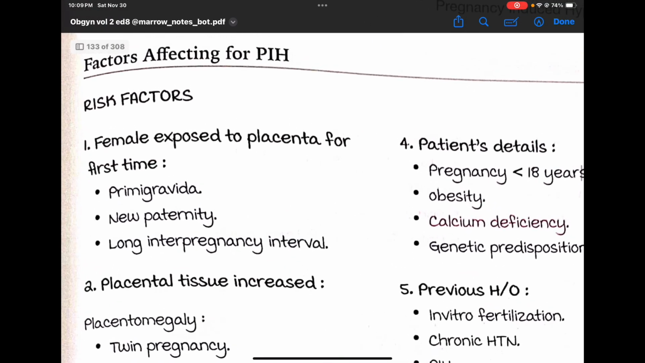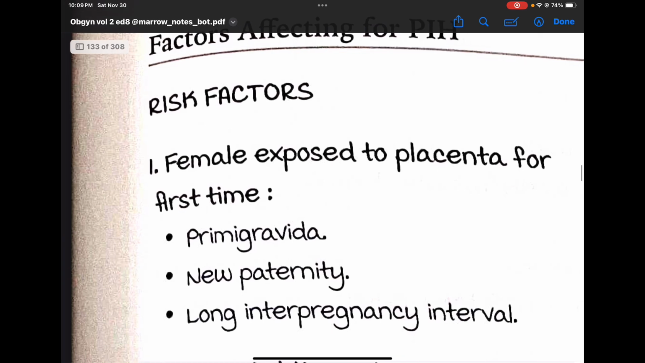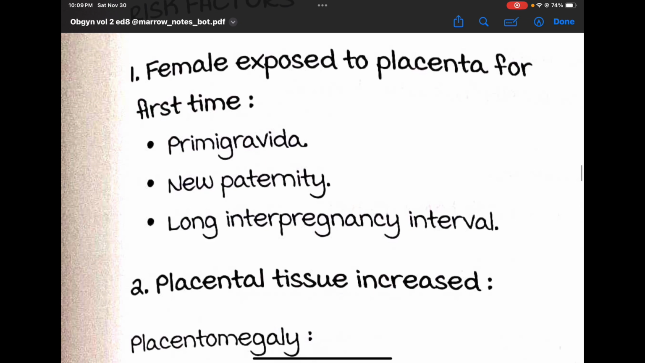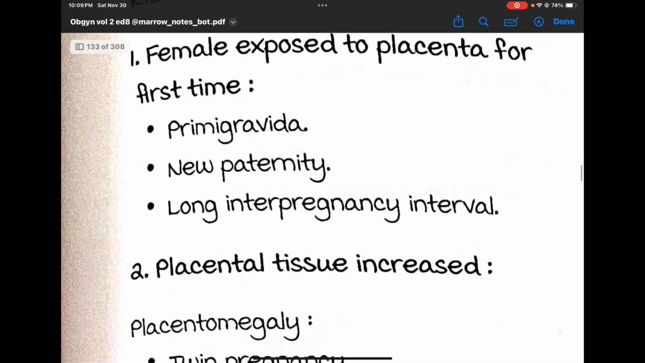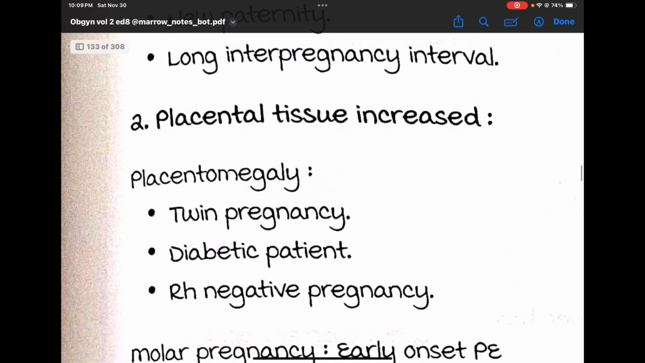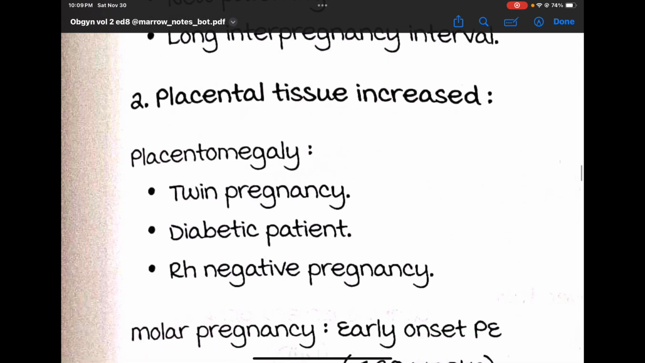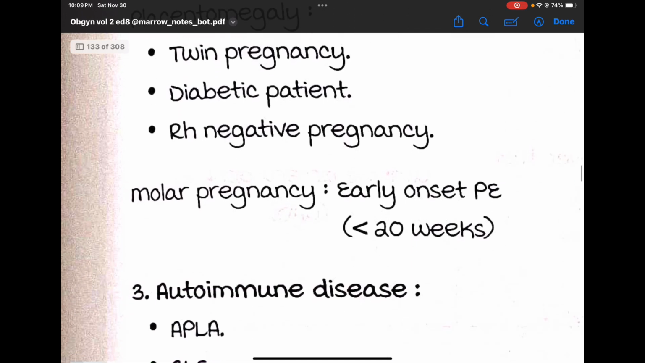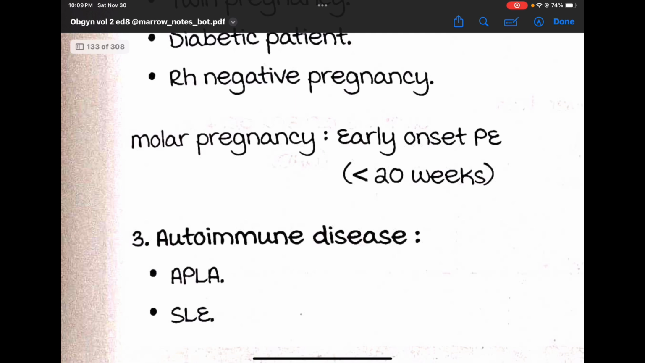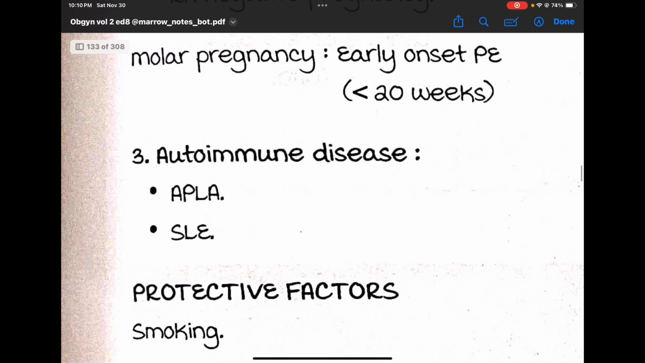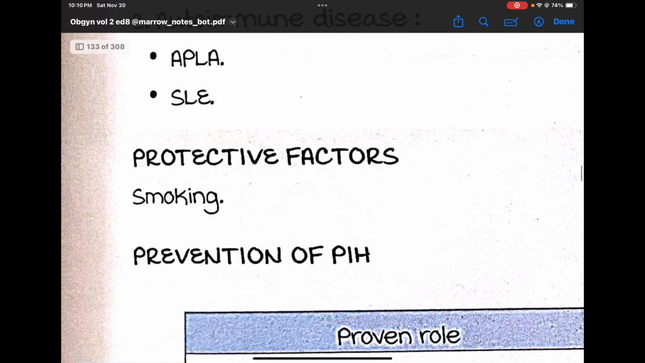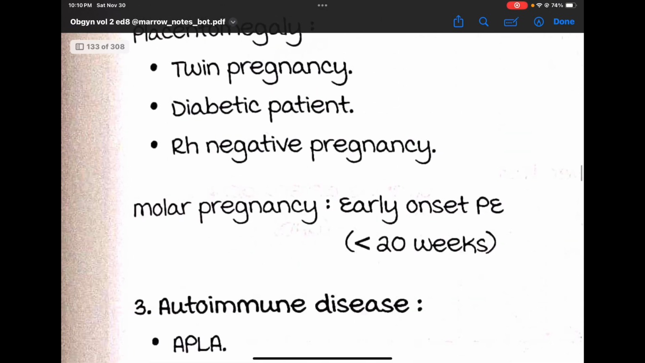Factors affecting pregnancy-induced hypertension. Risk factors: female exposed to placenta for the first time, primigravida, new paternity, long interpregnancy interval, increased placental tissue, placentomegaly, twin pregnancy, diabetic patient, Rh negative pregnancy, molar pregnancy, early onset preeclampsia less than 20 weeks, autoimmune disease, APLA, SLE. Protective factor: smoking.